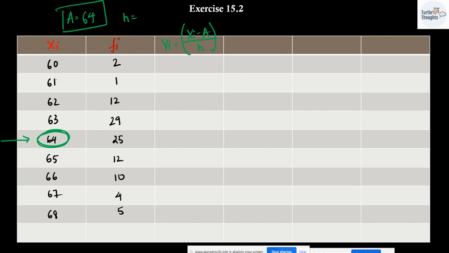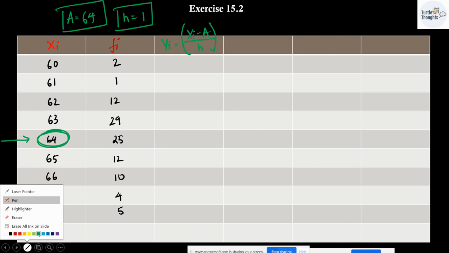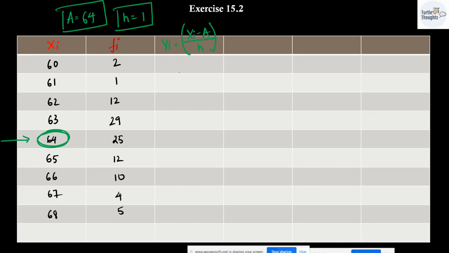H is going to be any of the two intervals you can take, or any two values of xi you can take, and you can subtract 61 minus 60 or 62 minus 61. You will be getting the value as 1. The value of h will be equal to 1. I will be getting 60 minus 64, which is going to be minus 4. Next we will be having 61 minus 64, which is going to be minus 3. So on, if I write minus 2, minus 1, 0, 1, 2, 3 and 4, this is what I'll be getting for the yi column.